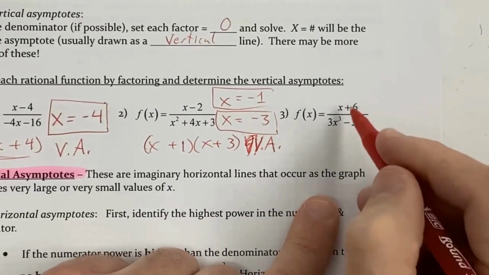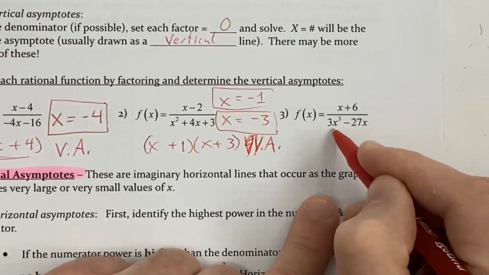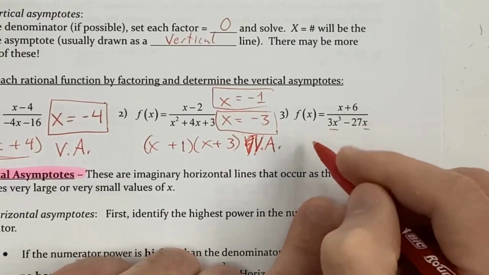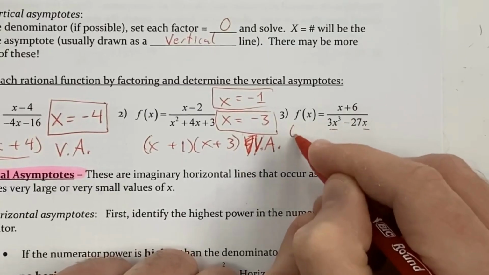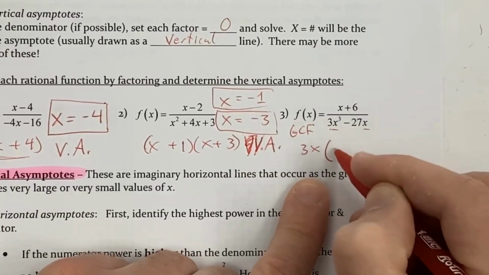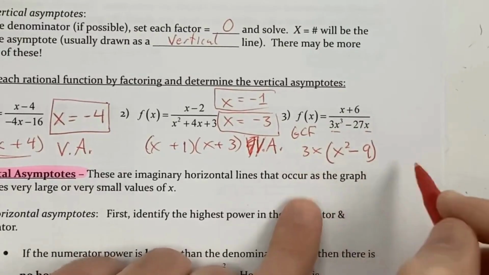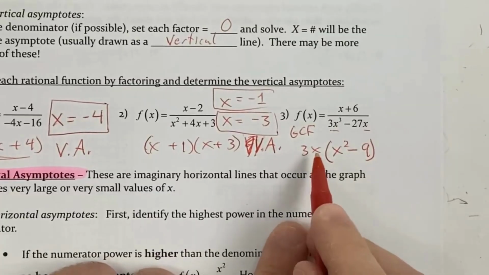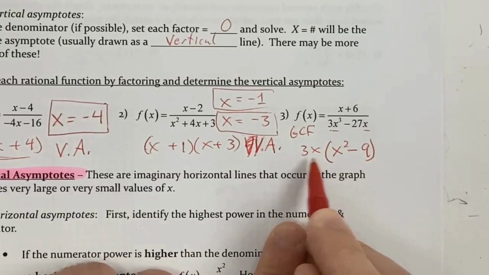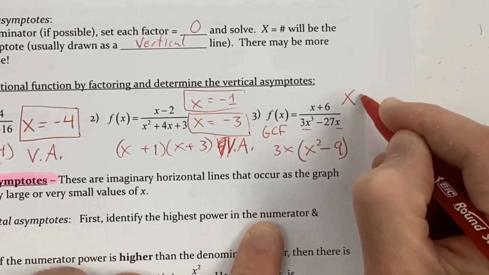Last one's easy enough, but again, I would advise taking out the greatest common factor first. So these both share a 3 and an x, the GCF. So if you factor the 3x out, then this becomes an x squared minus 9. I'm just going to cut to the chase and do that. So what makes each of these equal to 0? This is where it's a little trickier. What makes 3x equal to 0?